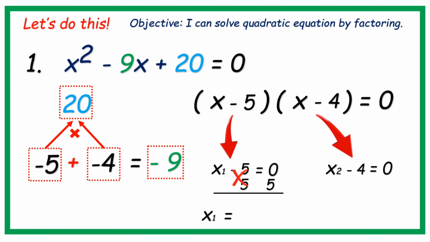Then let's bring down the equal sign, and the answer, 0 plus 5, is 5. Our x sub 1, or x1, is 5. Just like that. You got it.